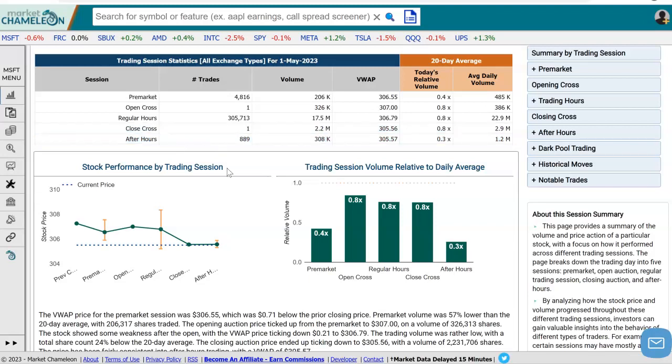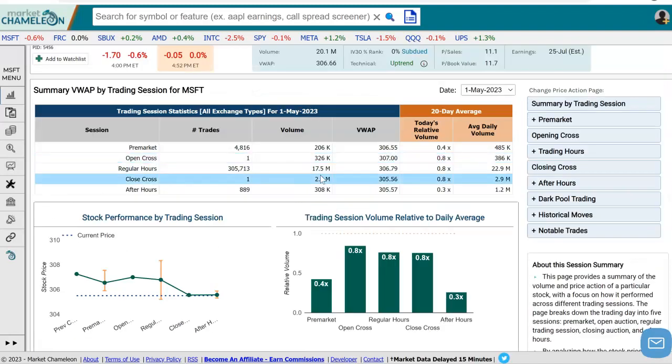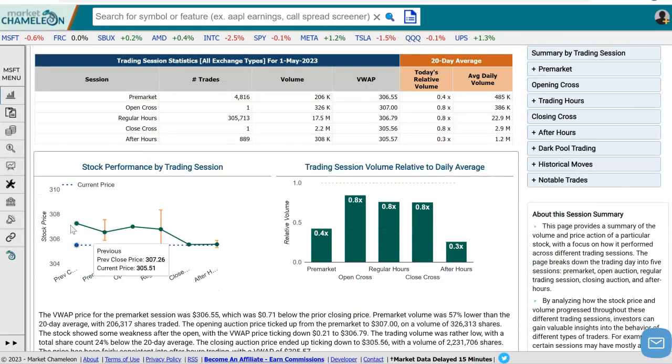If we come down here, this is a visual of this table, and we could see here on Microsoft's case from the previous day in the pre-market, it ticked down. Here's the VWAP price, and this bar tells us the range it traded in the pre-market. Then what happened is that it did tick up a little bit from that VWAP at the open on the opening auction, but it still traded, it looks like, in between that pre-market range.